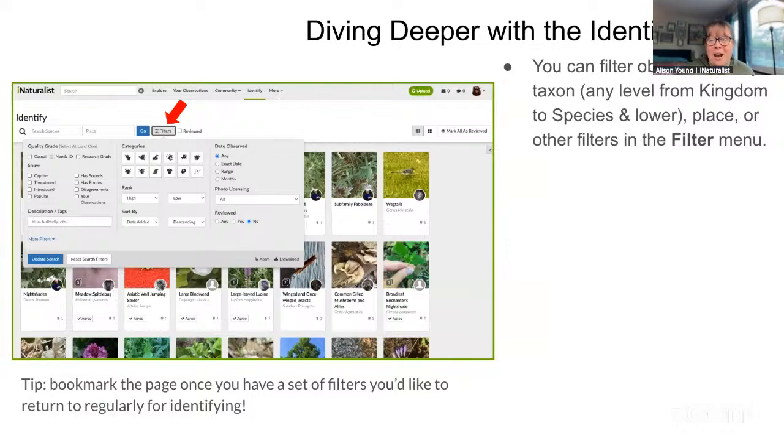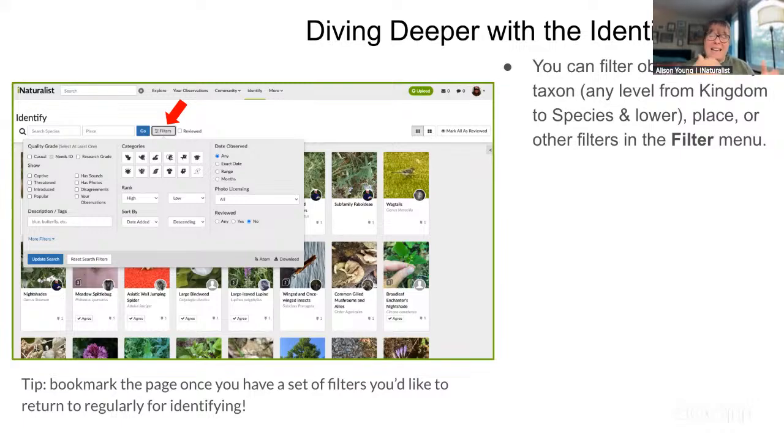I do want to point out quickly that if you do have expertise in particular groups of organisms, you can also filter by those at any taxonomic level. So you can filter by taxa, you can also filter by place, you can combine those filters together as well. So for example, if I could identify plants in California, I could filter by plants and by California to just see all the observations of plants that need ID.